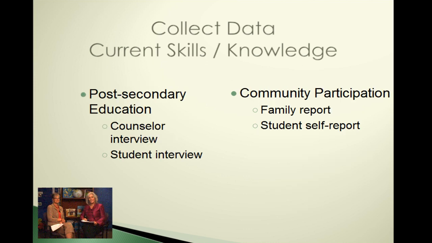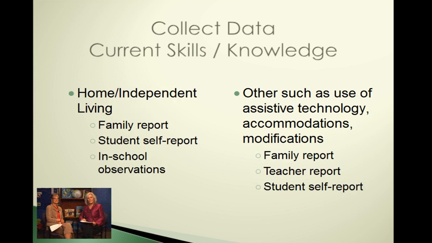Post-secondary education is probably going to be obtained possibly from counselor interviews, but probably mostly from student interviews and asking the student what they want to do, what they're expecting to do when they leave high school. And community participation, again, would be probably family reports and student self-reports. For home and living, you can look at the family, student reports, in-school observations just to see how independent the student is. And then there are other things like assistive technology accommodations or modifications. You would look for the family.